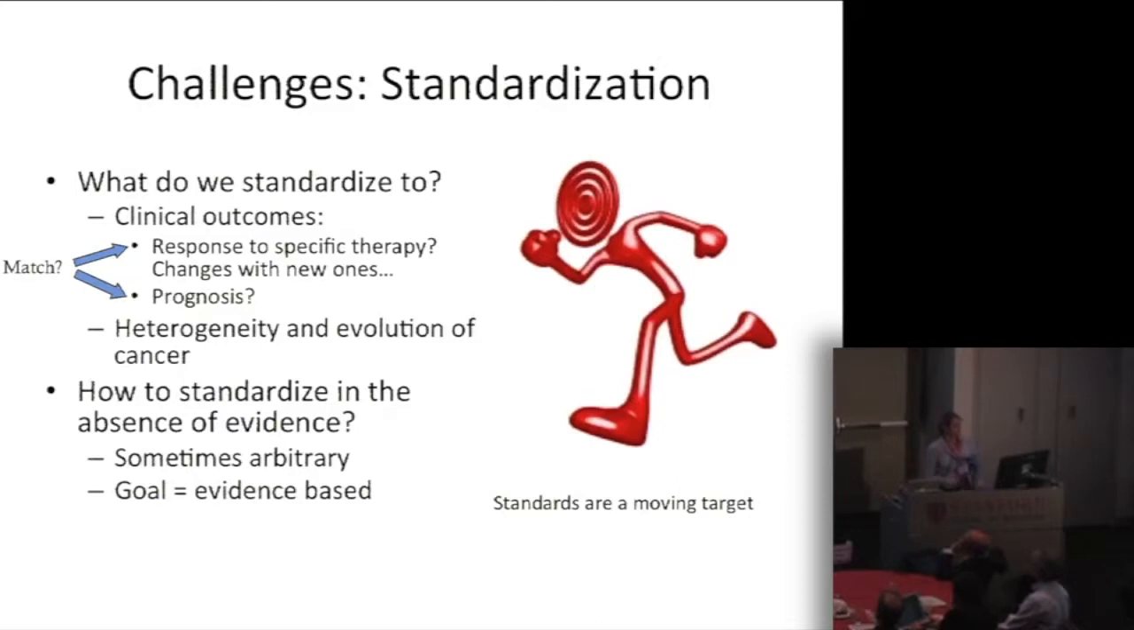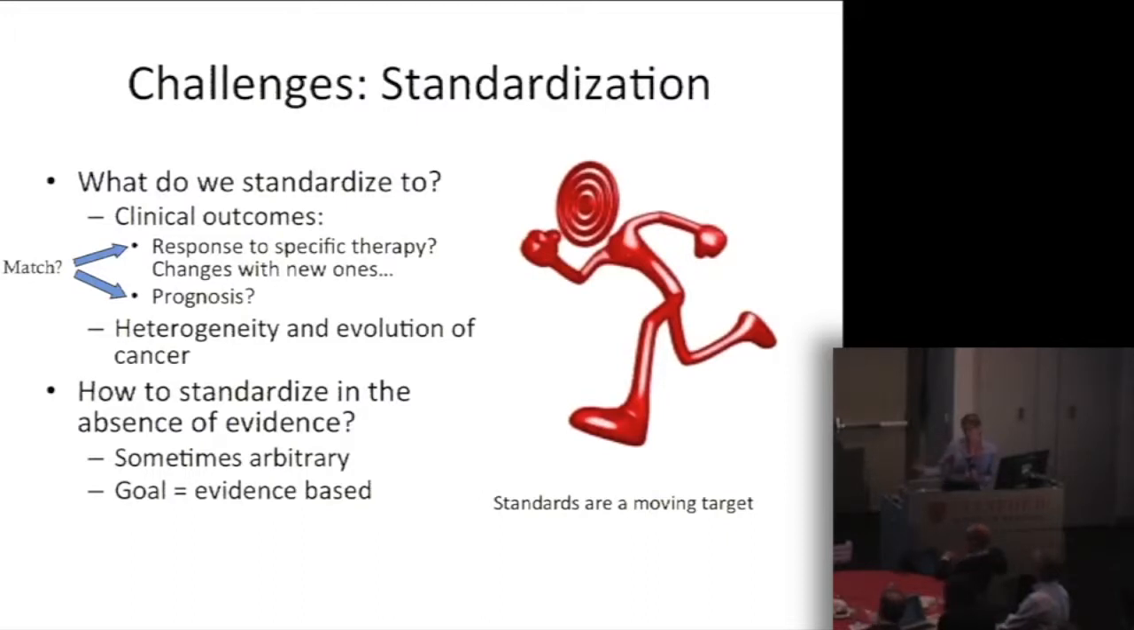Do we standardize to the clinical outcomes? Do we standardize to prognosis? And that's how we were initially standardizing, for example, our hormone receptor testing. Which ones are going to do poorly? What positive threshold should we set? Or when new therapies come along, or now that we're doing predictive testing, making patients candidates for specific drugs, how do we standardize in a clinical trial setting?